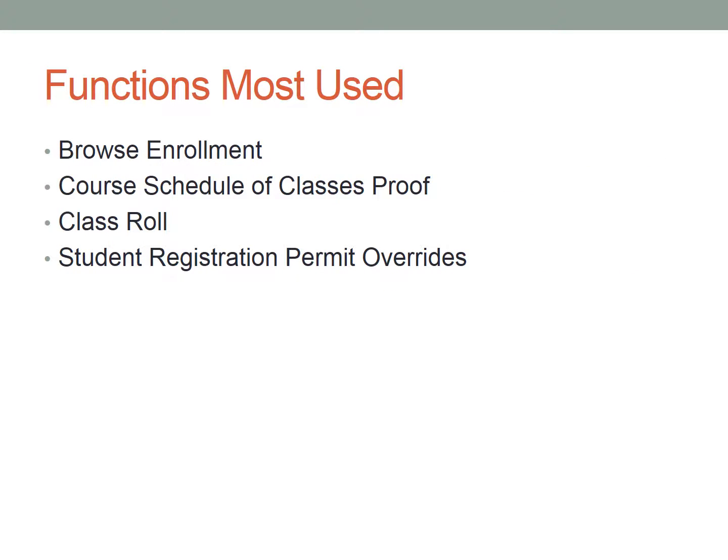So I use 4 functions the most, and I've ranked them highest to lowest. So browse enrollment, course schedule classes proof, class roll, student registration permit overrides. And I'll go through each of those.